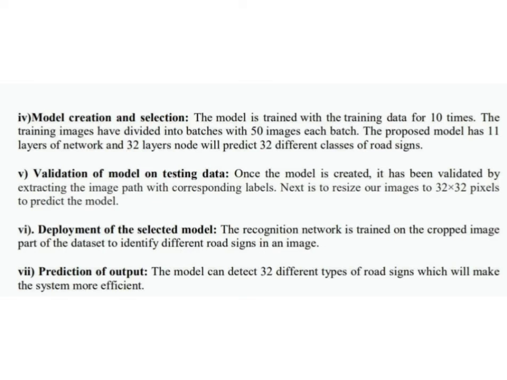Next is deployment of the selected model. The recognition network is trained on the cropped image part of the dataset to identify different road signs in an image. Finally, prediction of output. The model can detect 32 different types of road signs, which will make the system more efficient.